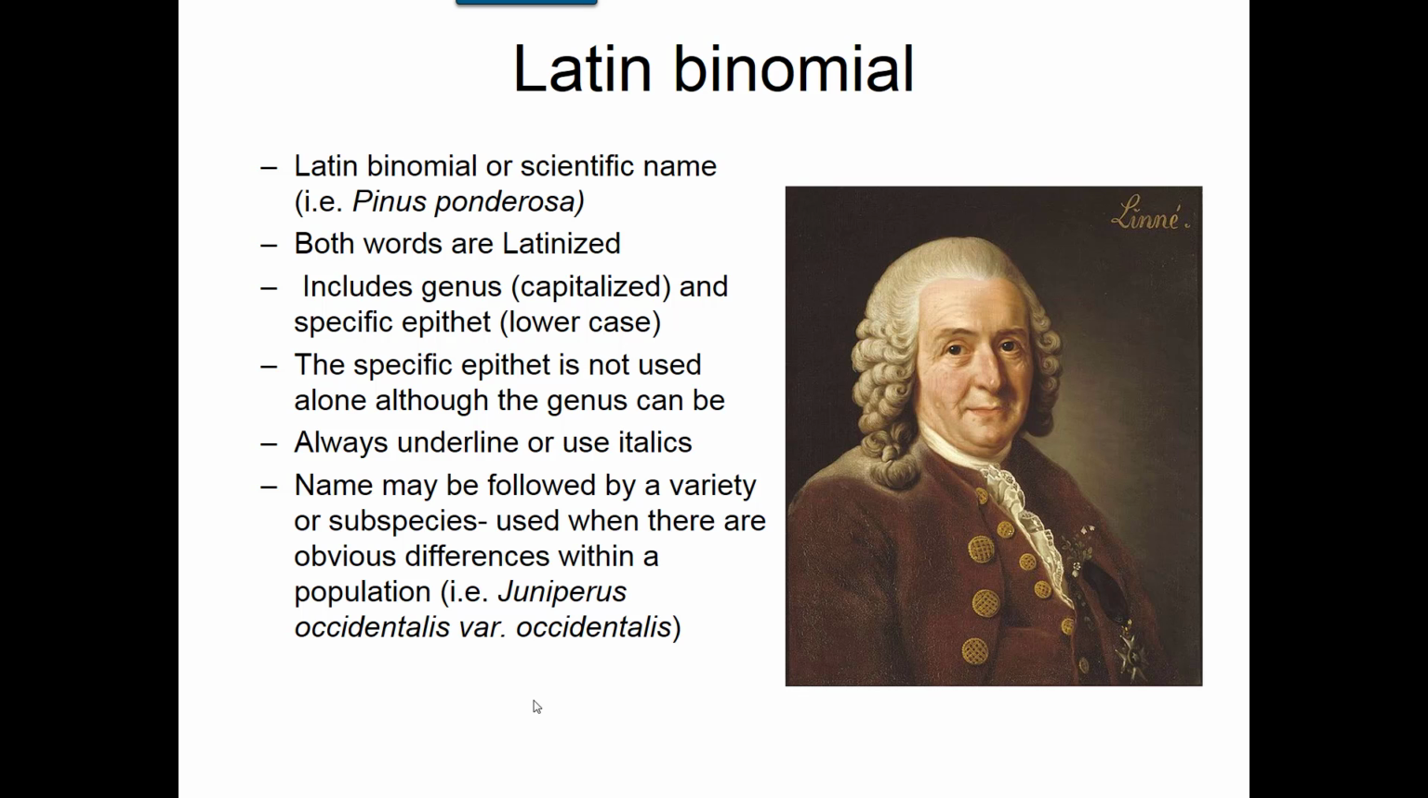He was Swedish, and I guess he thought that Swedish wasn't the best option, so he went with Latin. The binomial includes the genus, which for Pinus ponderosa would be Pinus, and that needs to be capitalized. And then the second part of the binomial is what's called the specific epithet. When you write these in print, they should be underlined. When you type them, they can either be underlined or they should be in italics, like this one is here.